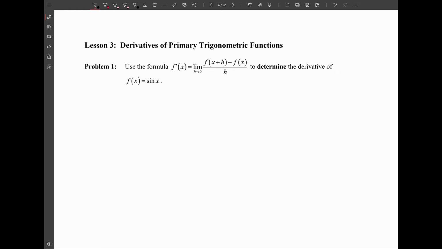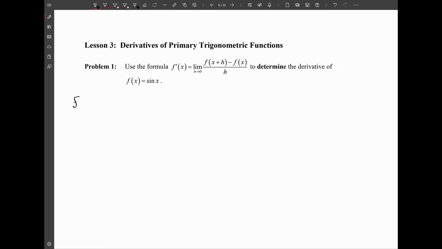All right, my friends, today we are looking at lesson 3, derivatives of primary trigonometric functions. So problem 1, use the formula f prime of x is equal to the limit as h goes to 0 of f of x plus h minus f of x over h to determine the derivative of f of x equals sine x. In other words, we're using the definition of the derivative to figure out what the derivative of sine x is. Once we do this once, we don't have to do it again.